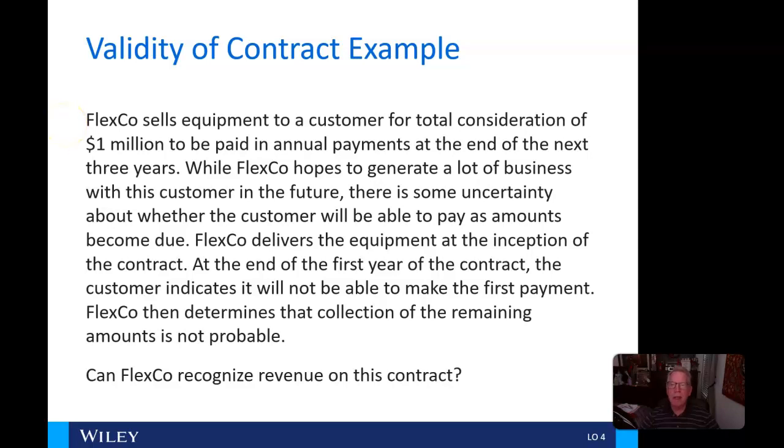While Flex Company hoped to generate a lot of business with this customer, there is some uncertainty about whether the customer will be able to pay as those amounts become due. Flex Company delivers the equipment at the inception of the contract. At the end of the first year of the contract, the customer indicates it will not be able to make the first payment. Flex Company then determines collection of the remaining amounts is not probable. Not probable. Okay, can Flex Company recognize revenue on this contract?